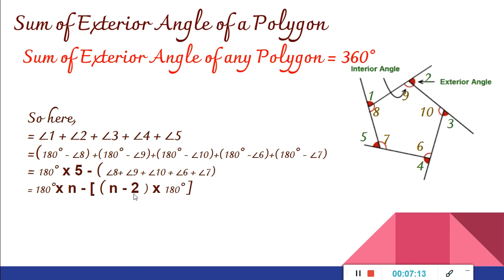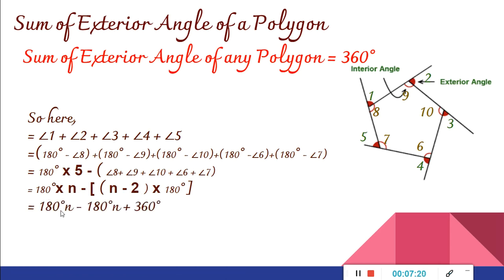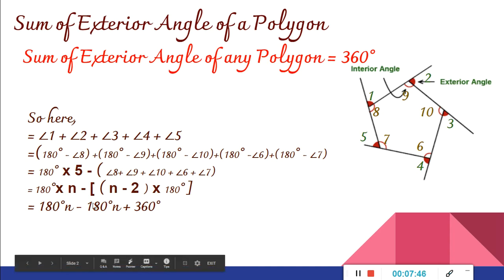But here minus into minus, it will change as a plus. So next, what is there? 180 degree into n, 180 degree n, then minus into plus, that will come minus. So 180 into n, that is 180 degree n, then minus into minus, that will be plus. So 180 into 2, that is 360 degree. Okay. So this 180 degree n minus 180 degree n will cancel, because this one is minus, means it will cancel there.